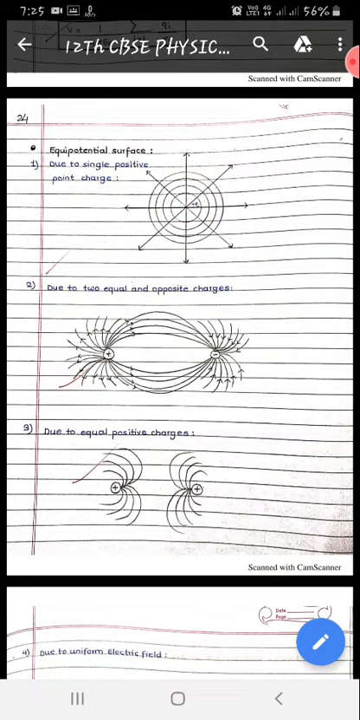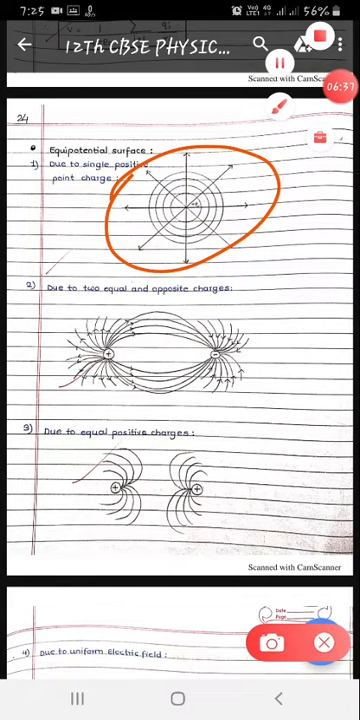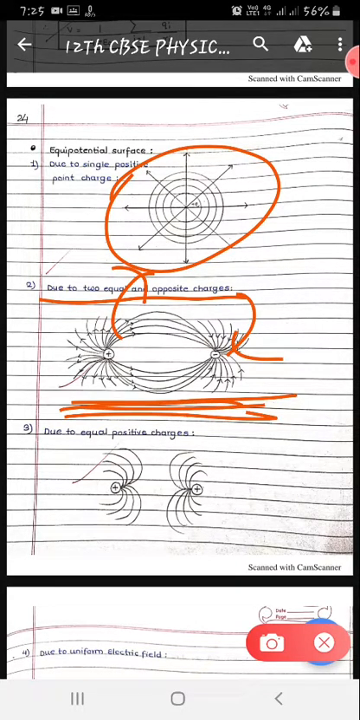So the equipotential surface for a single isolated positive point charge we can show by using this figure. Then, for two equal and opposite charges, as we know from the electric field line properties, which we have done already, electric field lines start from the positive charge and end on the negative charge, so we can show this figure, where most of the lines are emitting from the positive charge and ending at the negative charge.